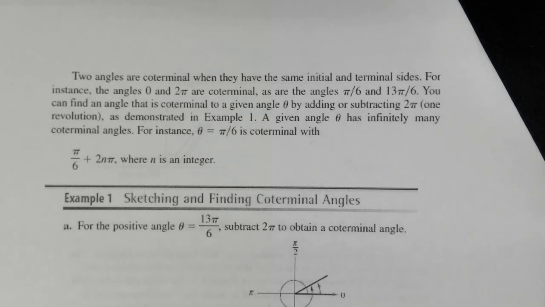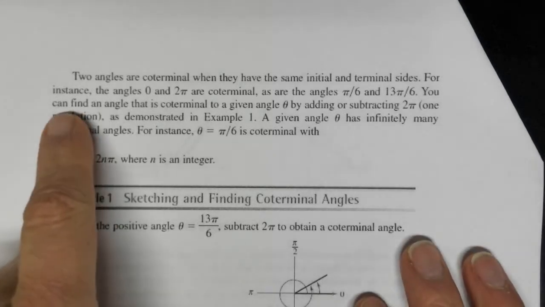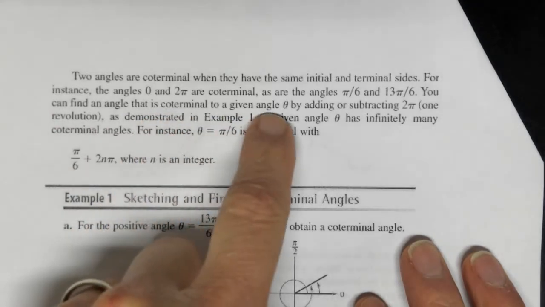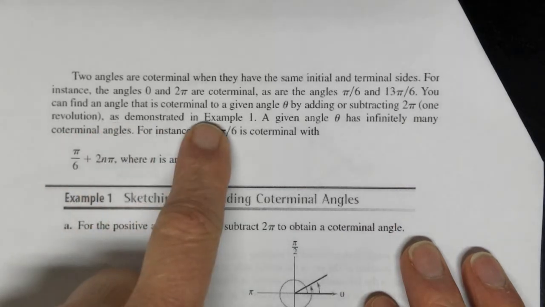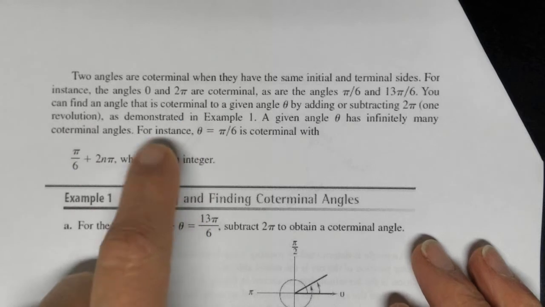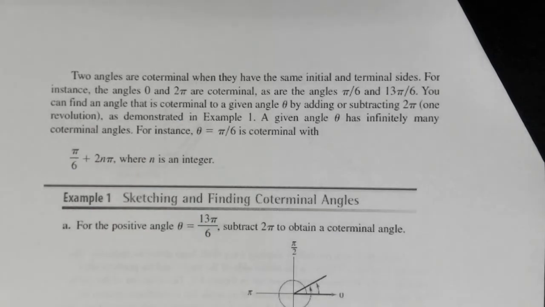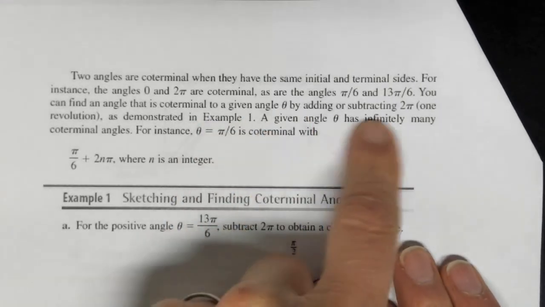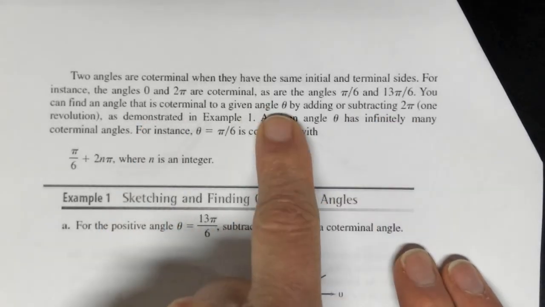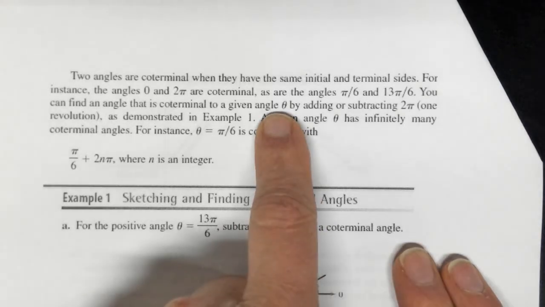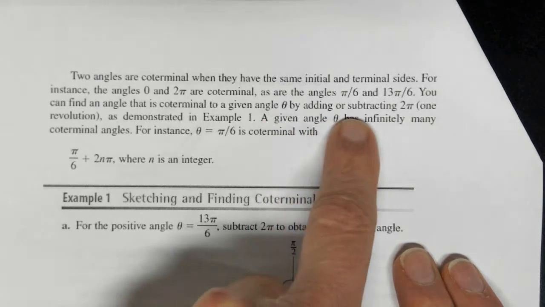Now, if you're given an angle, how can you find an angle that's coterminal to it? Here's the key part. You can find an angle that is coterminal to a given angle by adding or subtracting 2 pi, one revolution. If you add or subtract a full revolution to an angle, that will give you another angle that's coterminal to it. And this works in degrees or radians. If you're in radians and want another coterminal radian measure, add or subtract 2 pi. If you have a degree measure and want a coterminal angle in degrees, you add or subtract 360.